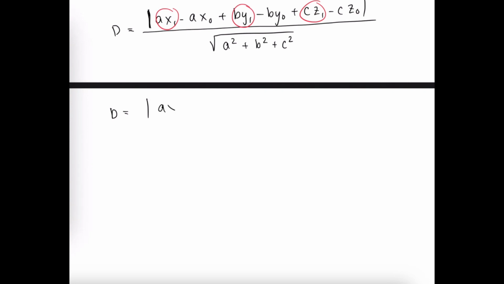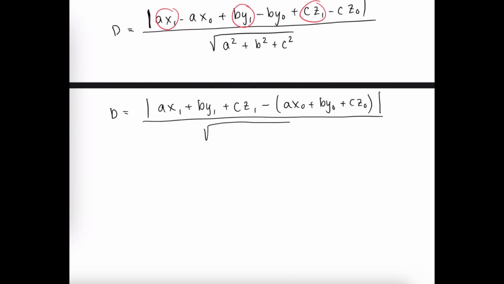So let's get our variables together here. We're going to say a x1 plus b y1 plus c z1, and then factor a negative out of all of these constant quantities so that we have a x naught plus b y naught plus c z naught, all having that negative factored out, and then close the absolute value bars, and then still divided by the magnitude of the normal vector.